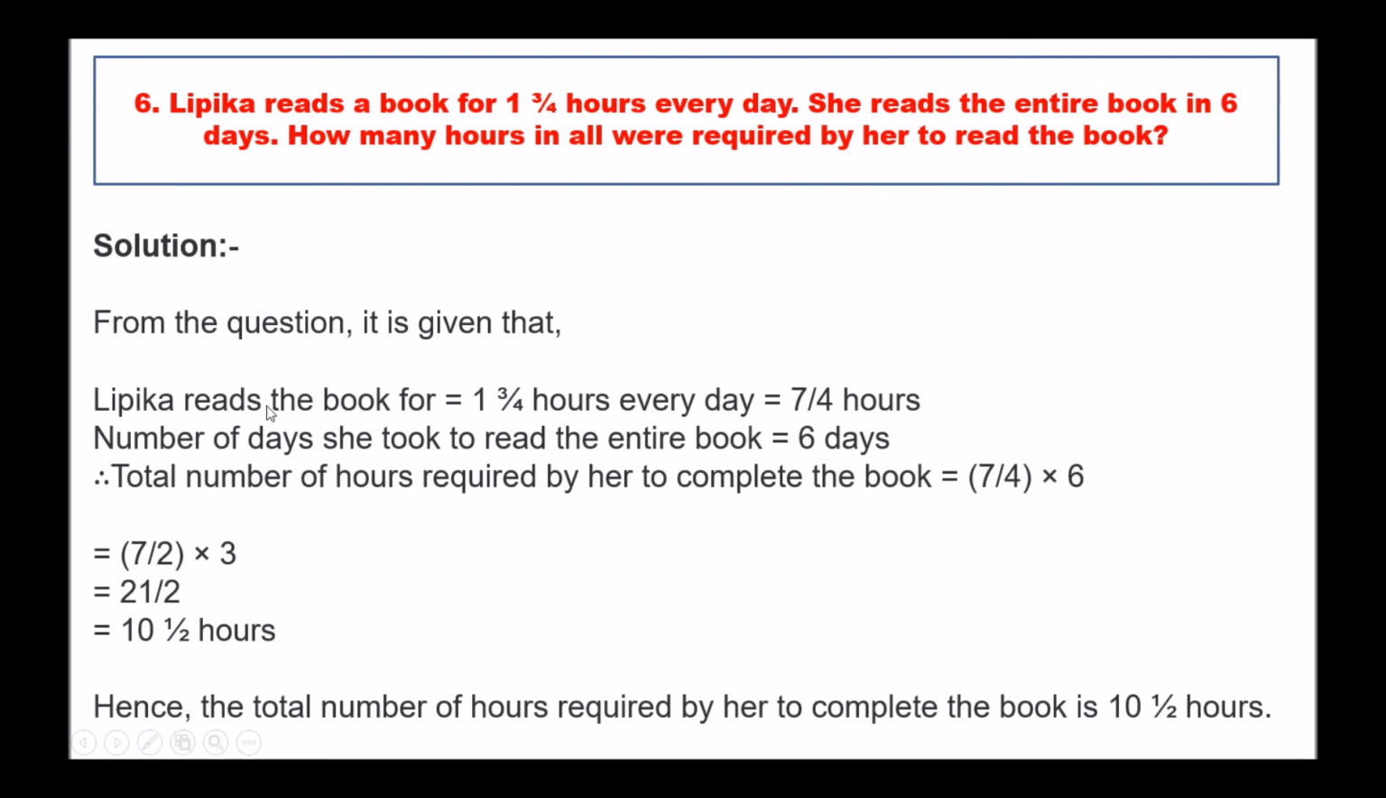So Lipika reads the book for 1 and 3 by 4 hours every day, that is 7 by 4 hours. Number of days she took to read the entire book, that is 6 days. Total number of hours required by her to complete the book, so 7 upon 4 into 6. We can cut 4 and 6, that is 7 upon 2 into 3. So 21 upon 2, that is 10.5 hours. Hence, the total number of hours required by her to complete the book is 10.5 hours.